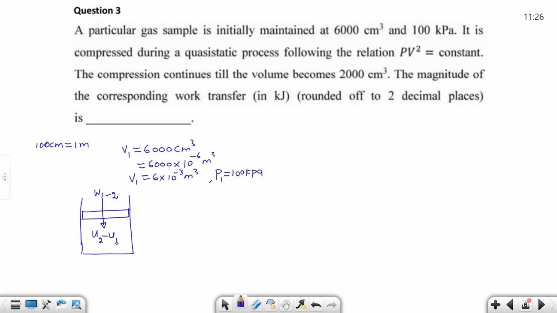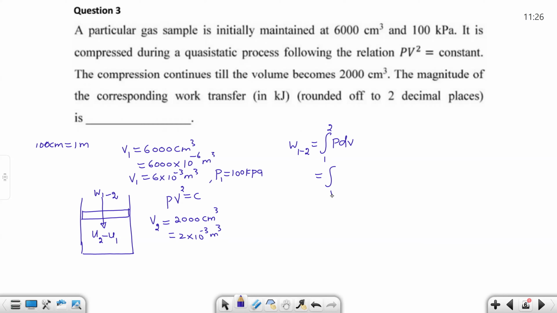So it follows the relation PV squared equal to constant. This is the relation it follows. So what is the work transfer? The compression is continued till the volume becomes 2000 centimeter cube, final volume. So this will be 2 into 10 power minus 3 meter cube. The magnitude of work transfer in kilojoule. So work transfer, we know that for a closed system, integral 1 to 2 PdV.